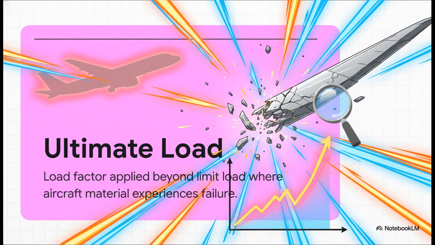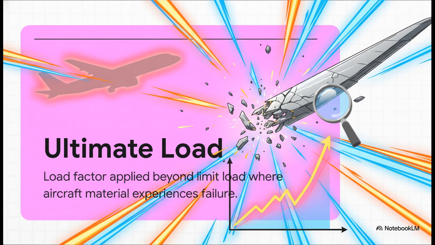On the flip side, we have the ultimate load, and this one is exactly what it sounds like. It is the absolute breaking point. It's the extreme load factor applied beyond that limit load we just talked about, where the aircraft material finally experiences complete structural failure. Simply put, this is where the metal snaps and the aircraft breaks apart in midair.